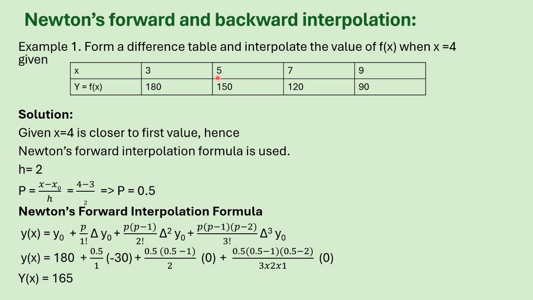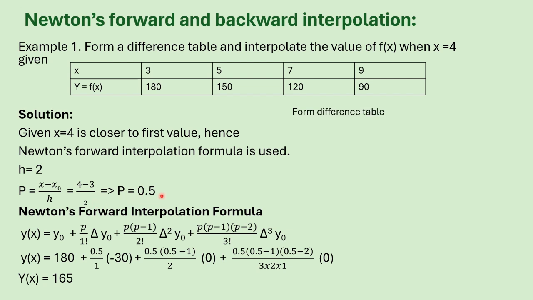Now h is the difference between two values. Here 5 minus 3 is 2, 7 minus 5 is 2, 9 minus 7 is 2. That is the difference between two values, the interval or difference interval. Now p is calculated by x minus x naught divided by h. x is the value to be interpolated, x naught is the first value of x, and h is the difference interval. Here it is 4 minus 3 by 2. So p is equal to 0.5.